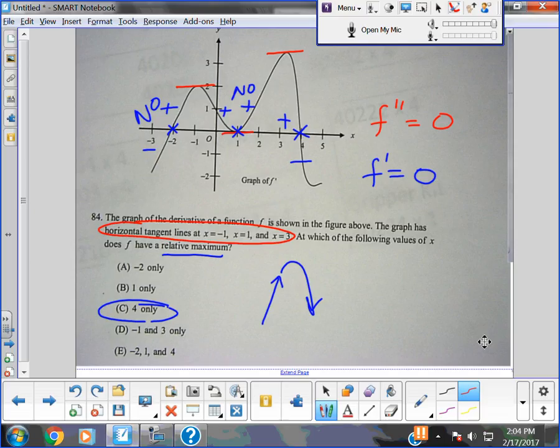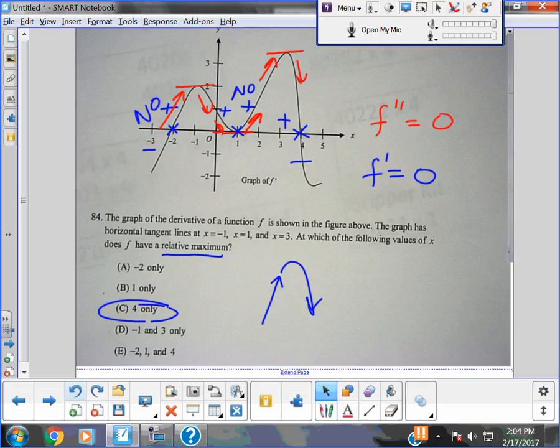Second derivative. We want those for concavity. If we're talking about this, guys, this is positive to negative. This is a point of inflection. This is negative to positive. This is a point of inflection. This is positive to negative. These are all points of inflection, but we don't care. They don't indicate maxes.